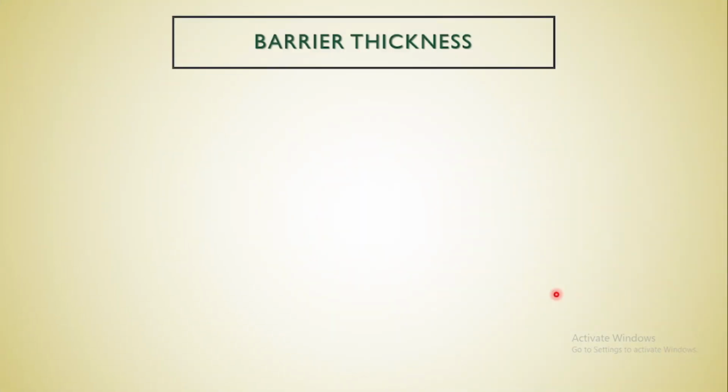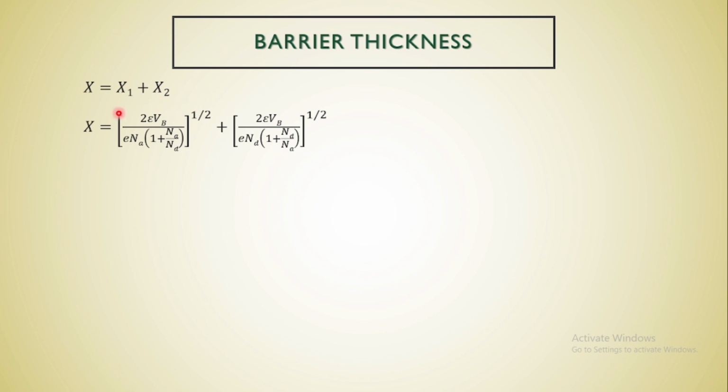Now the final step is to find out the barrier thickness. So we know that the barrier thickness is x, which is the sum of x1 and x2. Already we have found out the values of x1 and x2 in previous slides. So substituting those values, we can observe that square root of 2 epsilon Vb divided by E is common in both the terms. So we can take that common, and also the bracketed term in the denominator we can simplify here as Nd plus Na divided by Nd, and here it has Na plus Nd divided by Na.